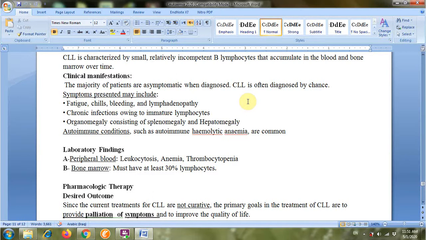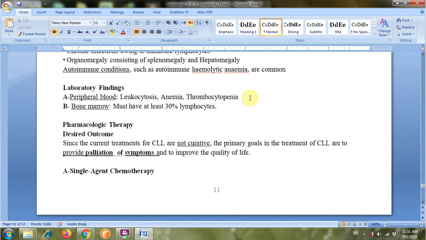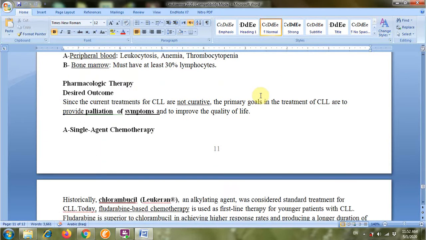There is chronic infection, immature B lymphocytes, hepatomegaly, splenomegaly, continuous chills, uncured infection and autoimmune problems, and the laboratory findings depend on the excess abnormal leukocytes in the bone marrow: abnormal B lymphocytes, more than 30% present in the bone marrow. As for the desired outcome, the condition is non-curable and depends on genetic problems, meaning hereditary mutations that occur in the family.